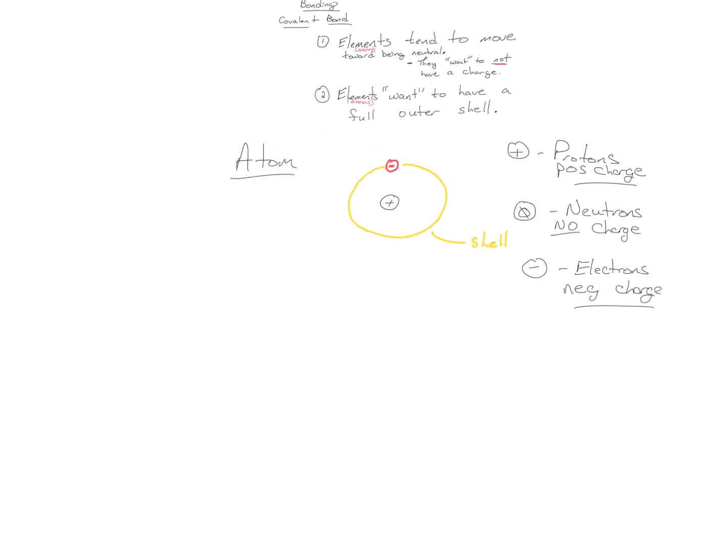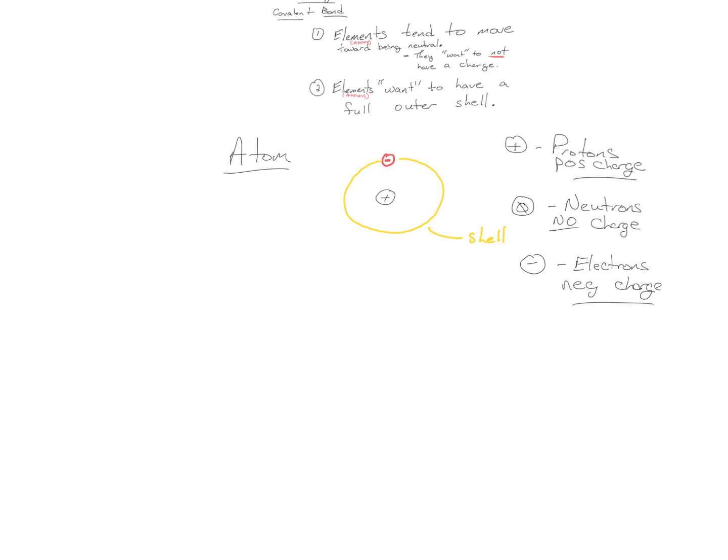Now, atoms have many shells. These are shells. These are spaces. There's no wall. Does that make sense? Let me, how can I say this?